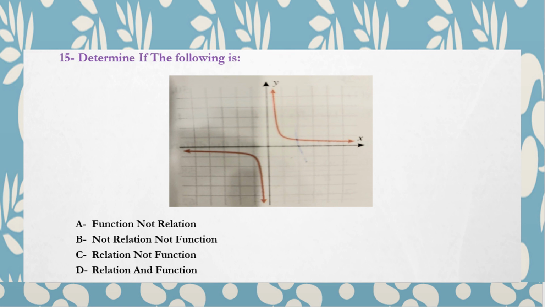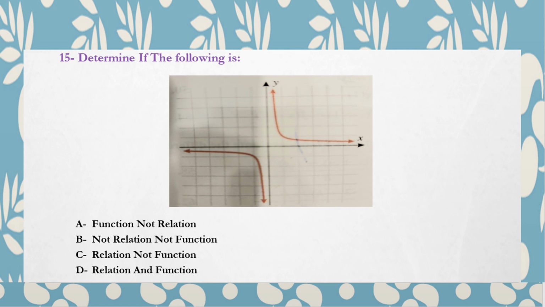So to determine whether this relation is a function or not, we use the vertical line test. The graph defines y as a function of x if any vertical line that can be drawn on the graph intersects the graph at only one point. But if the line intersects the graph in more than one point, this wouldn't be a function.